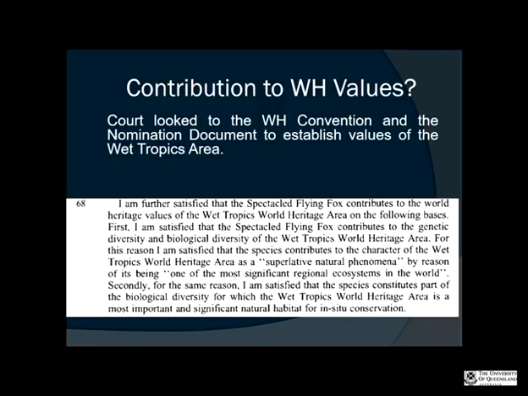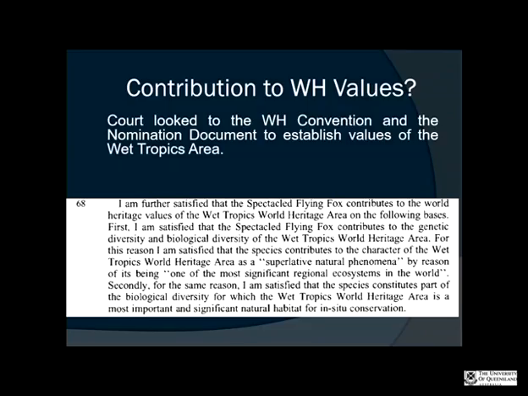Okay, could she then prove that the flying foxes contributed to the World Heritage values of the wet tropics area? And to do that, the court looked to the International World Heritage Convention, and they looked at the nomination document that Australia submitted when it said, please list our wet tropics as a World Heritage Area. And this is what the court said.